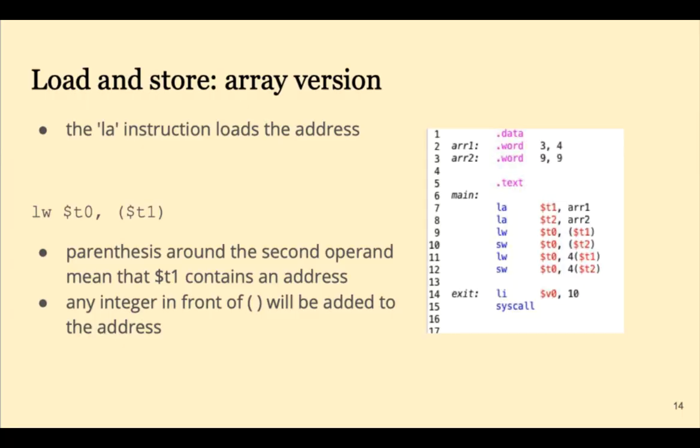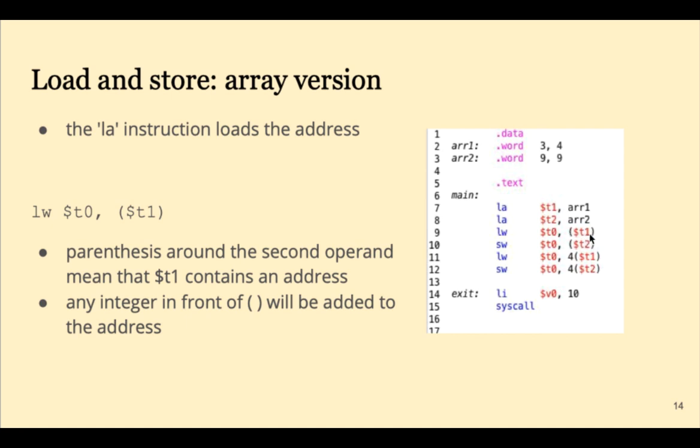This is a different version of the program that we just looked at. Notice that I stored more than one item here after the dot word. This makes this more or less like an array, where we have consecutive values in memory. We have a new instruction here, LA, for load address. So what these two instructions do is load the address of array 1 into T1 and the address of array 2 into T2. This will let T1 and T2 serve as pointers into array 1 and array 2.